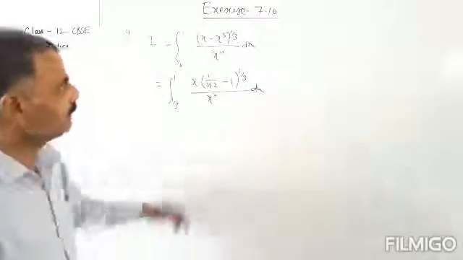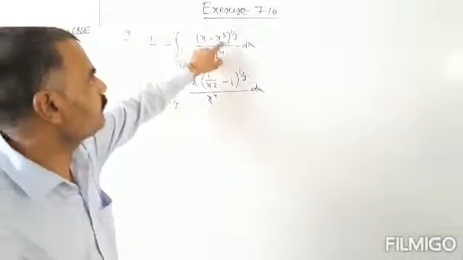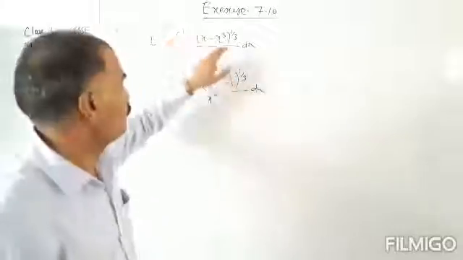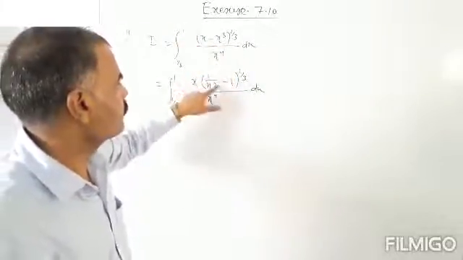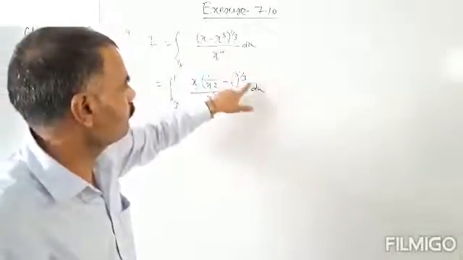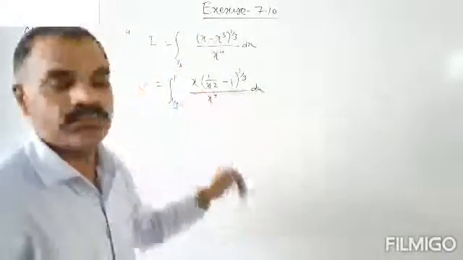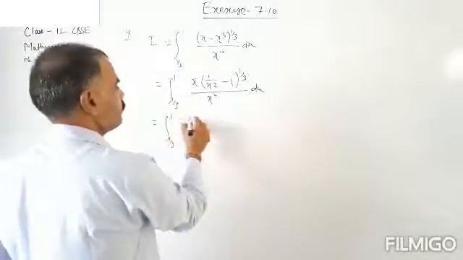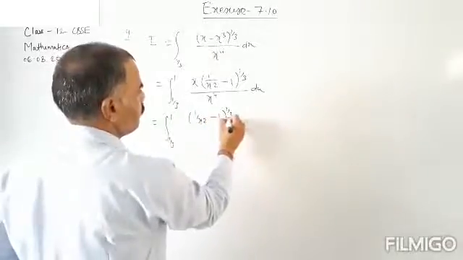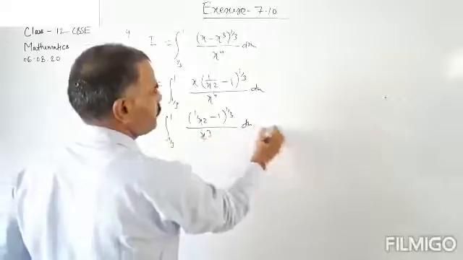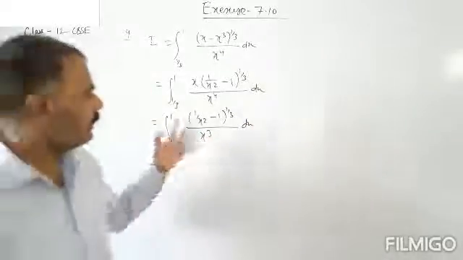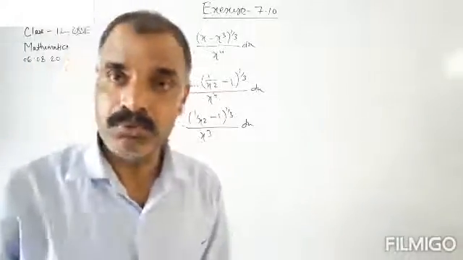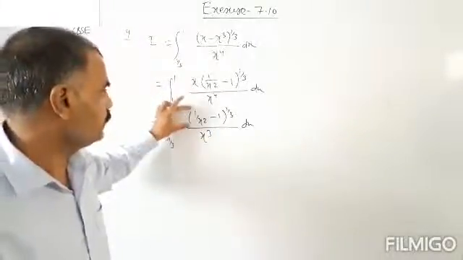Okay, what we have done? We have taken x to the power 3 outside the bracket, meaning x to the power 3 as common. So x times (1 upon x square minus 1) to the power 1 by 3, after solving this, divided by x to the power 4. And again simplifying this, we will have (1 upon x square minus 1) to the power 1 by 3 upon x to the power 3 dx. Okay, so this is the final form to integrate. Now what we have to do? We have to substitute this bracket.